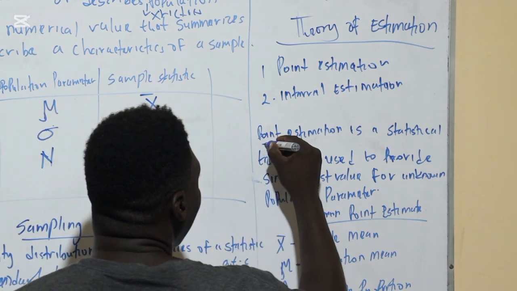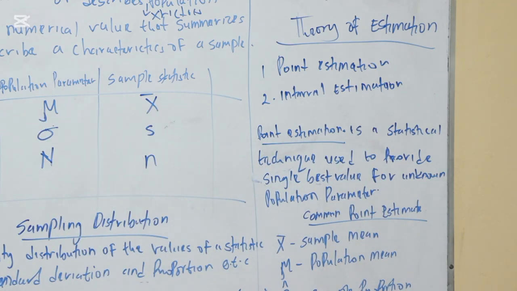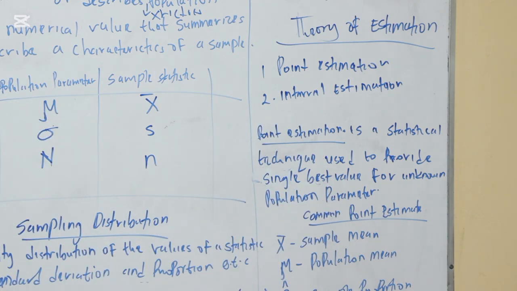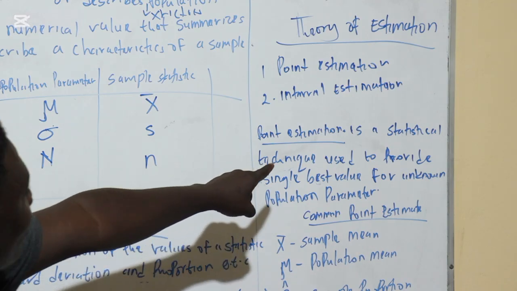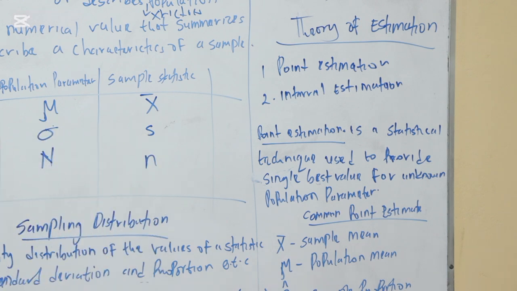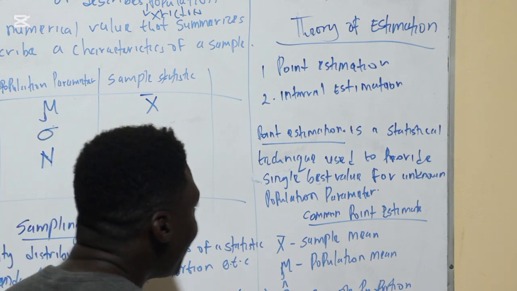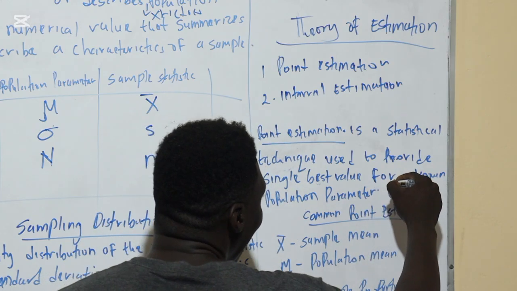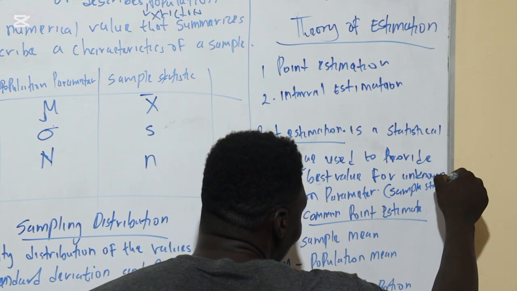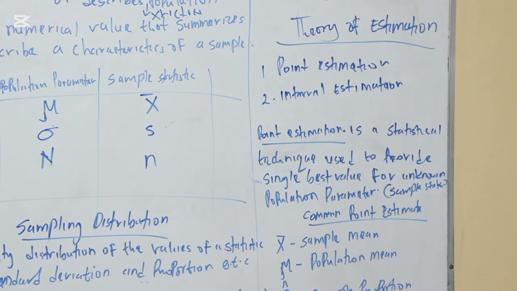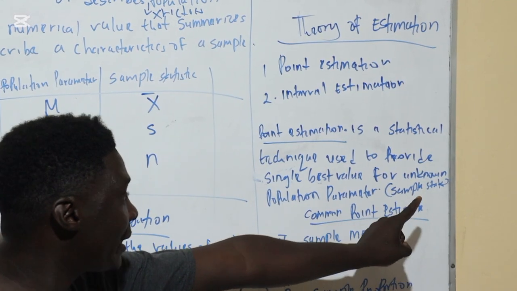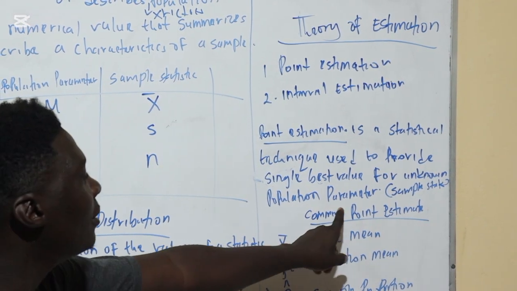Let me define. Point estimation is a statistical technique. See, point estimation is a technique, but statistical estimation is a procedure. So point estimation is a statistical technique used to provide a single best value, which in brackets we can indicate to be a sample statistic, for an unknown population parameter.